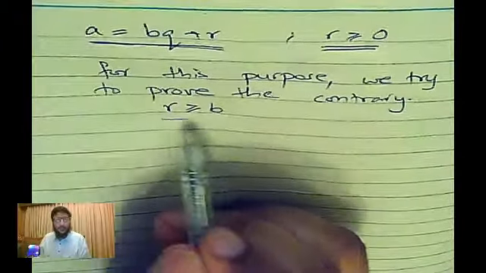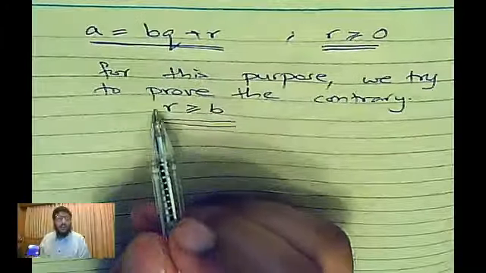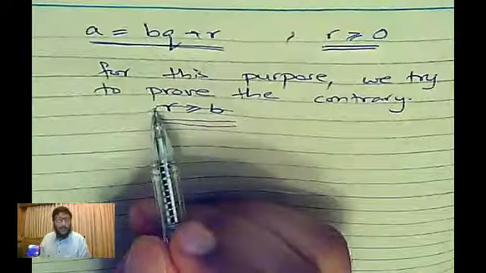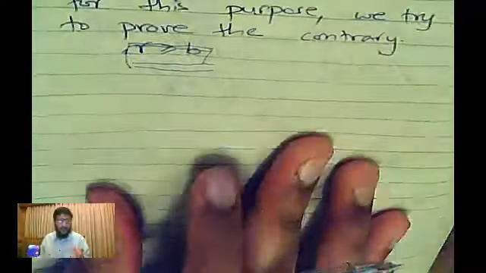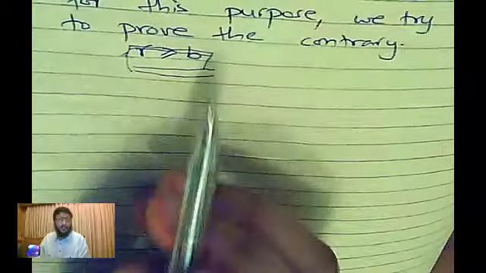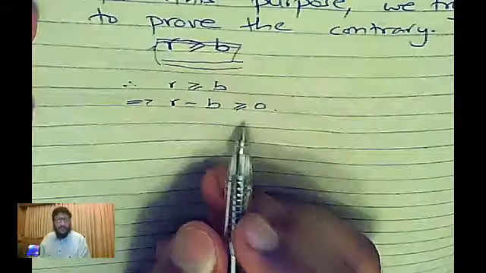So if we try to prove the contrary of what we are going to prove, obviously our proof is going to have a contradiction. It will not have the proper result that we are trying to achieve, and hence the opposite of the supposition will be true. Therefore, if R is greater or equal to B, then this implies R minus B should be greater or equal to 0.